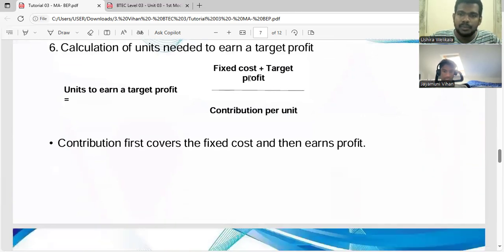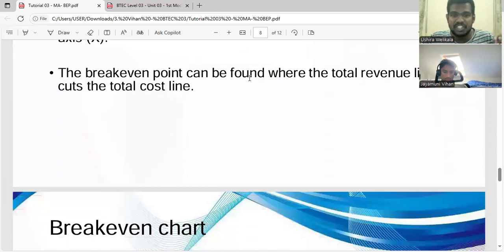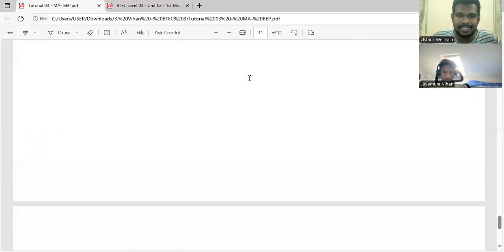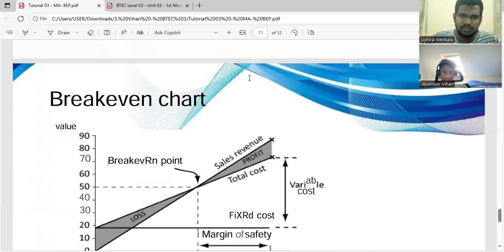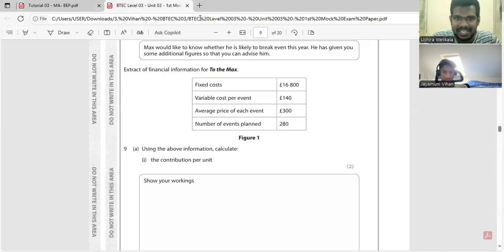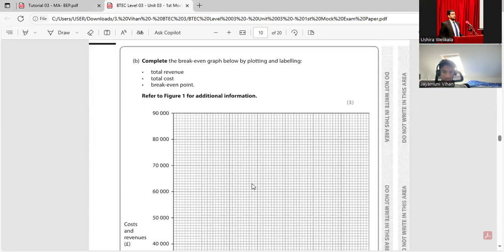Then you have to focus on break-even point analysis with the chart. This is the break-even point analysis chart. You can see here, I have explained it very clearly. Break-even point analysis we can show with this kind of chart. Your examiner has requested this in the question. See, they have given the chart here, that particular graph. You may have to draw this for your question paper.